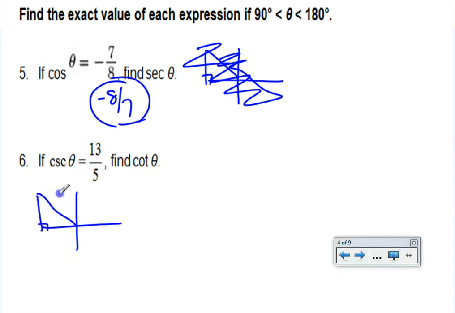Cosecant would be r over y, and this is a special right triangle. This is a Pythagorean triple. It's a 5, 12, 13, so I'm going to go ahead and label this as negative 12 because it's going left, and they want to know cotangent. So cotangent would be adjacent over opposite because it's the reciprocal of tangent, so it is negative 12 fifths.